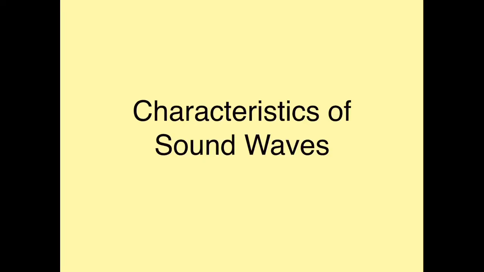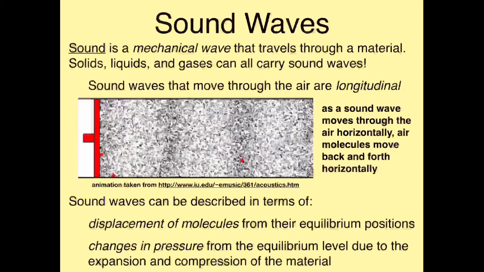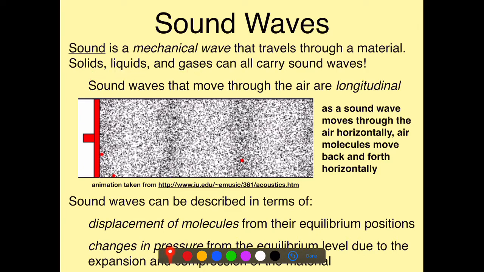So let's start by talking about some of the basic characteristics of sound waves, and we'll start by just defining what we mean by sound in the first place. At a basic level, sound is just another type of mechanical wave. Sound waves are a pattern of oscillations that travel through a material at some speed. And that material can be really anything. It can be solid, liquid, or gaseous.